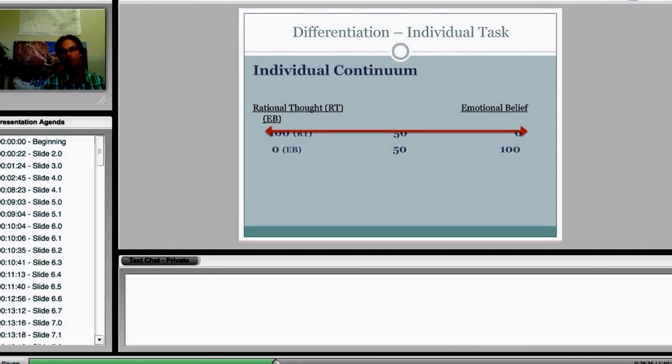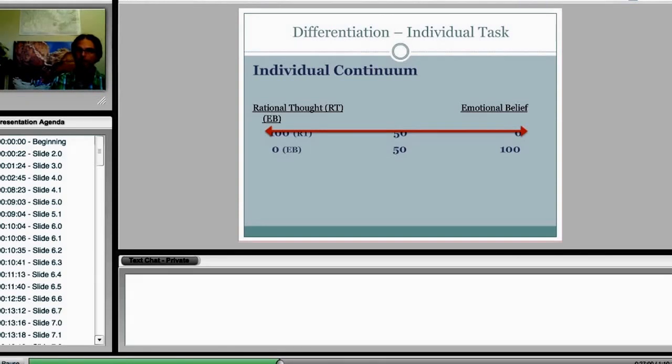Again, the goal of successful differentiation is to be able to take in information, ask ourselves what we think about this, how we are feeling about this, and given that, what we believe is going to be the most appropriate way to proceed. Because this is an individual continuum: how we go about making decisions for ourselves.